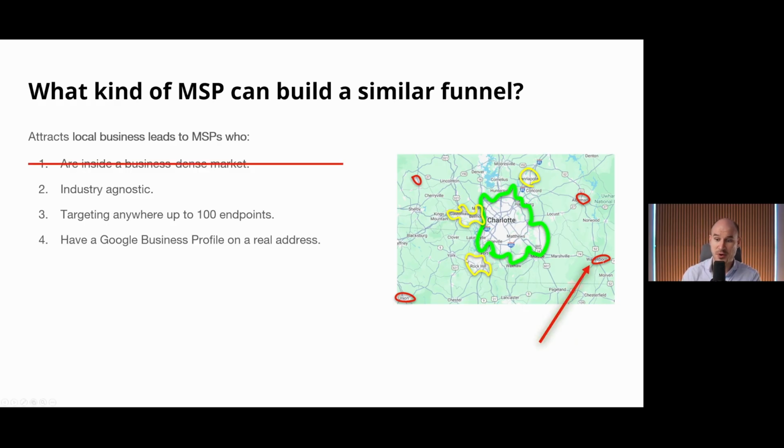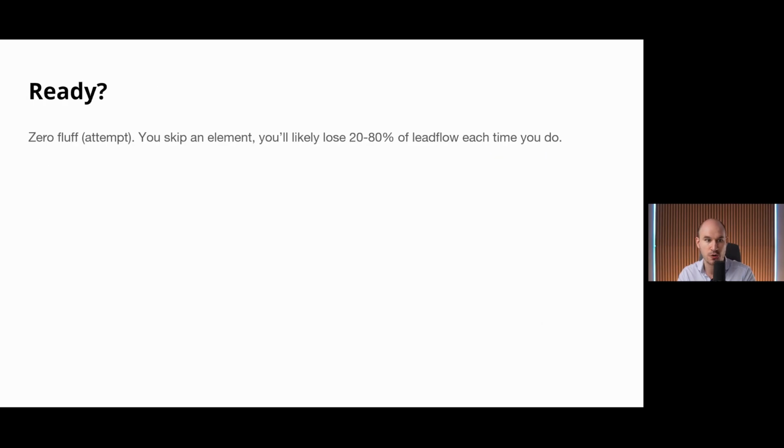So if your MSP is here in the red area, you're too far away from your market, and this method will not work for you. The yellows, maybe, with enough ad spend, but here it gets really tough. If you are not industry agnostic, this also will not work for you, and so on.